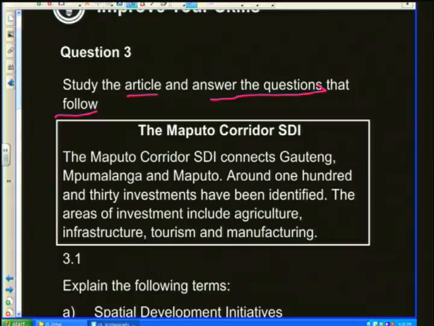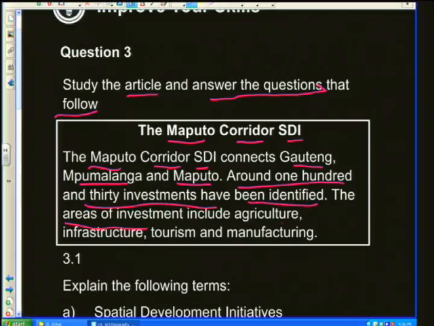I took one on the Maputo Corridor SDI, Spatial Development Initiative. All right, the Maputo Corridor SDI. The Maputo Corridor SDI connects Gauteng, Mpumalanga, and Maputo in Mozambique. All right, around 30 investments have been identified. The areas of investment include agriculture, infrastructure, tourism, and manufacturing.